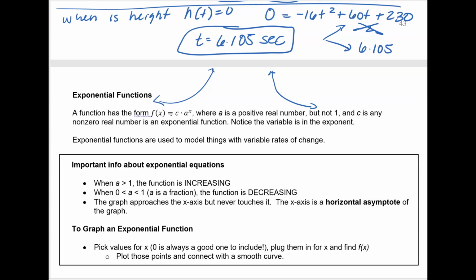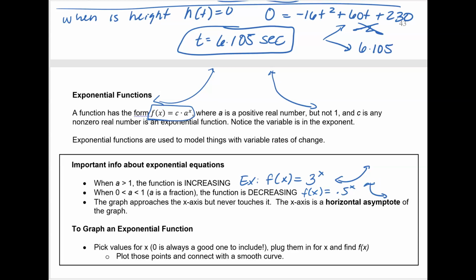The form of this equation is this right here. C is just a number, and A is a number, and the exponent is x. When the a value, which we call the base, is greater than 1, the function's increasing. For example, the function f of x equals 3 to the x is an exponential growth. If the a value is less than 1, like f of x equals 0.5 to the x, then it's going to be exponential decay. It's going to be decreasing.